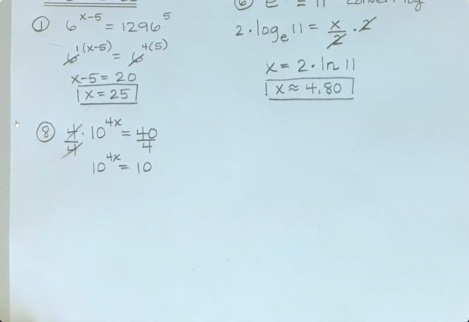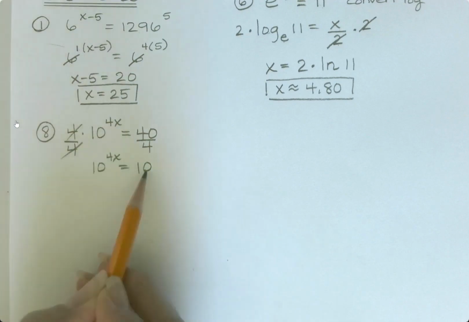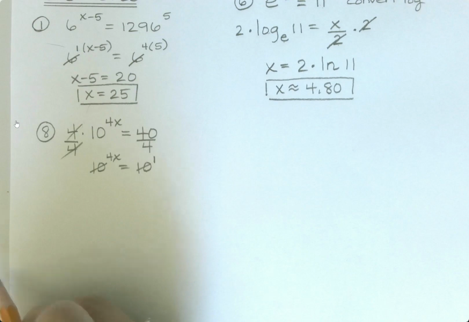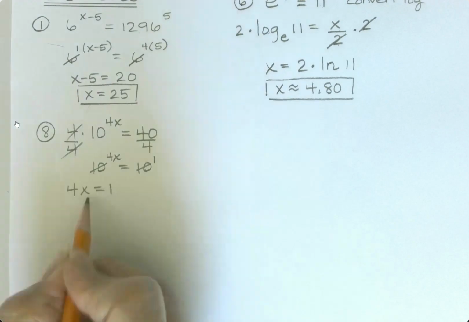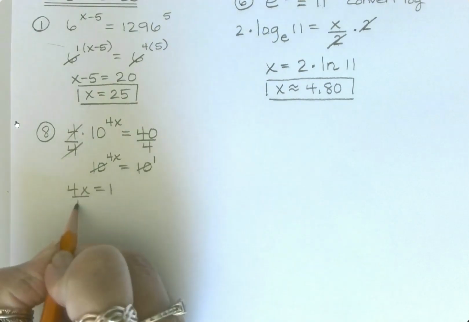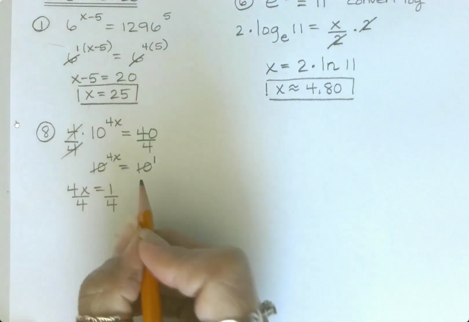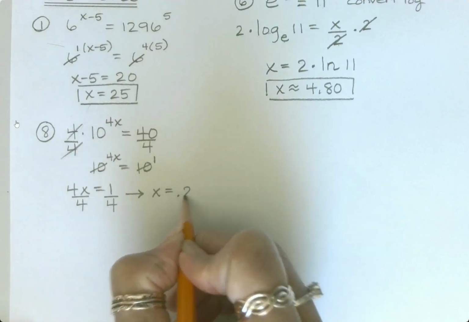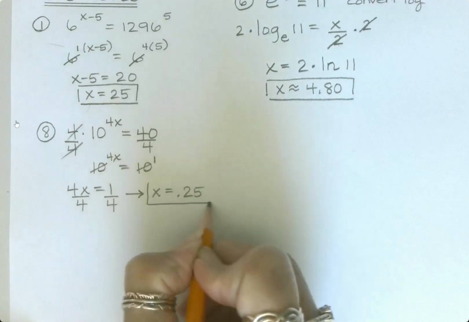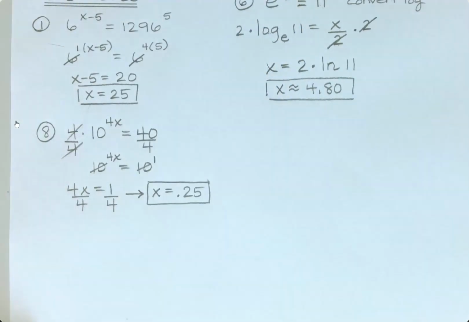And I'm pretty excited because this problem is actually done, because notice right here I have common bases. This is understood to be an invisible 1. So I can just get rid of my bases by the one-to-one property. I'm left with 4x equals 1. In order to get x by itself, I'm going to divide by 4. So x is merely going to be 0.25. And that's what I would type in my answer box in Delta Math.